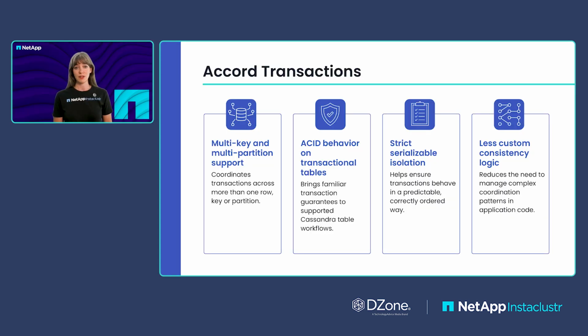Accord changes that conversation. It moves more of the coordination into Cassandra itself, enabling ACID behavior, a familiar concept from relational databases, on transactional tables with strict serializable isolation, all without a central bottleneck. The result is a cleaner path for workloads that need stronger correctness guarantees, with less custom consistency logic to maintain.